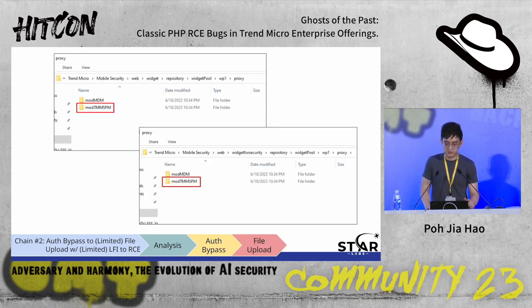Now that we have an auth bypass, we can look at a file upload bug, and most of the functionalities are locked behind authentication, so it's good that we have found a bypass. And in Trend Micro Mobile Security, there are only two module proxies, so looking into them did not take too long. In this case, the vulnerability resides in this mod_TMM_SPM module.